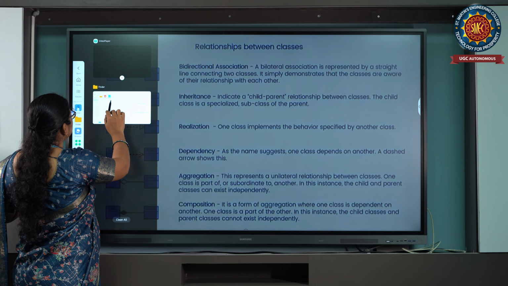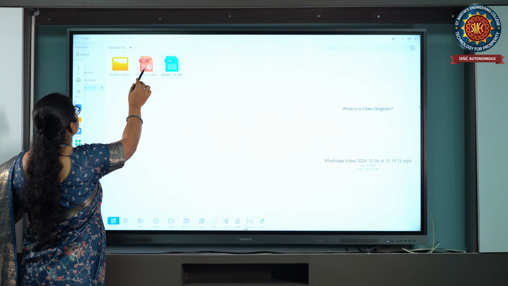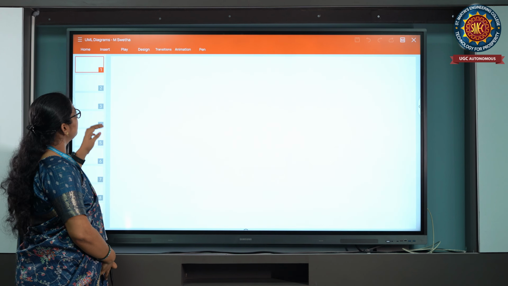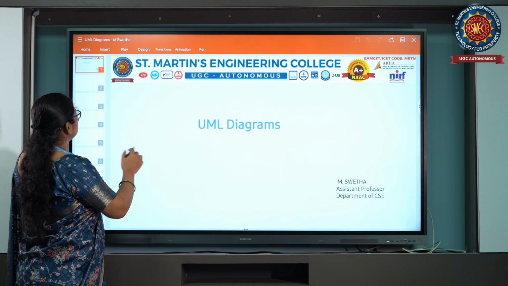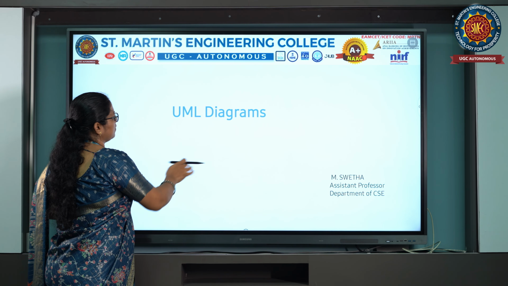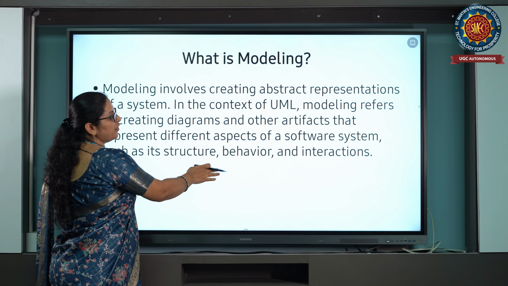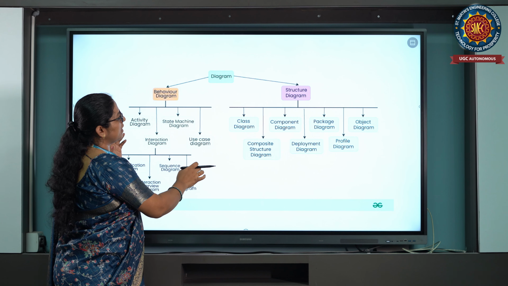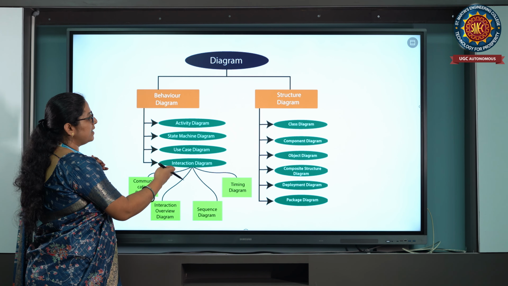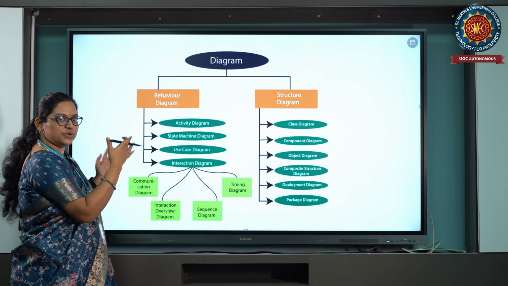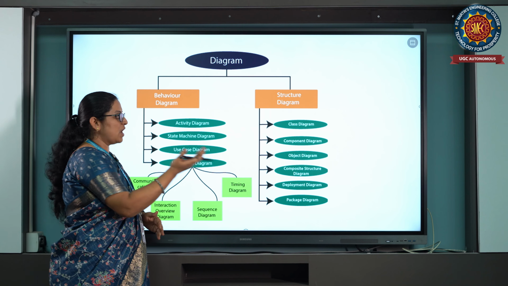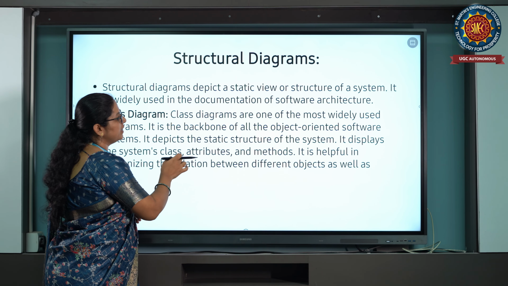Next, we have to discuss what is UML, Unified Modeling Language. There are two types of diagrams: behavioral diagrams and structural diagrams. In behavioral diagrams, we have activity, state machine, use case and interaction diagrams. In structural diagrams, we have class diagram, component diagram, object diagram, deployment and package diagrams.